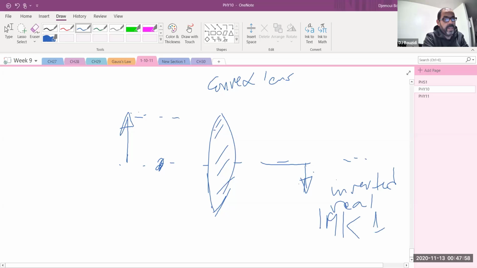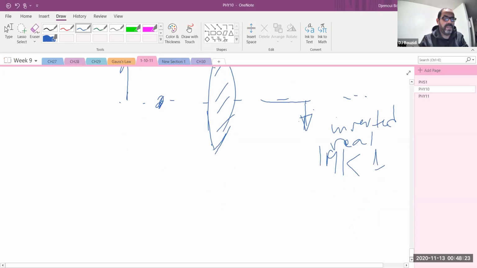If the object sits below the focal point, the image will be virtual because it's going to be on the other side, and it's going to be upright, and the magnification is going to be more than 1. When the object sits right on the focal point, there is no image again. It's going to be out of the focus area.